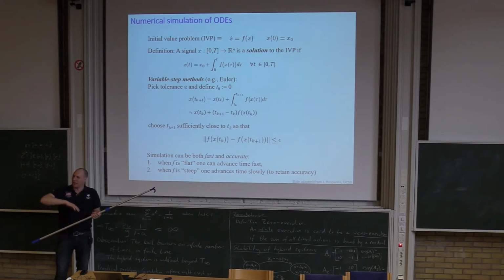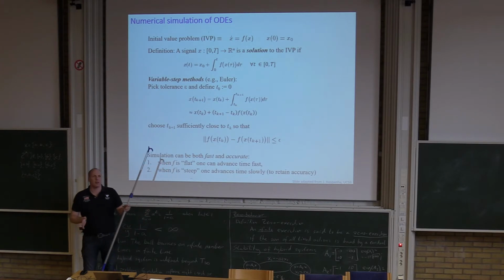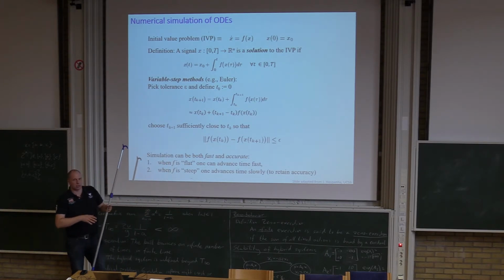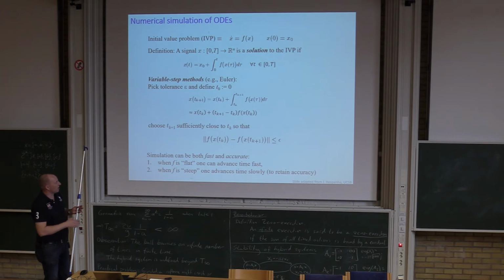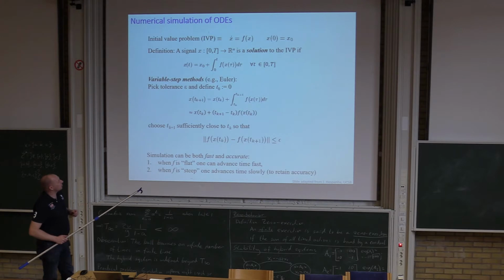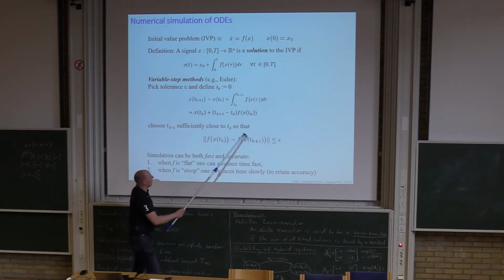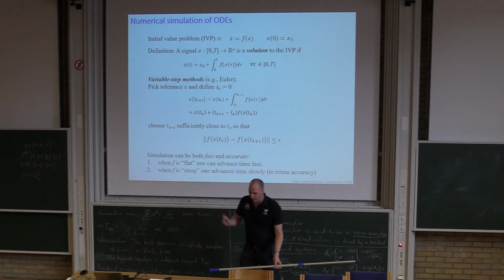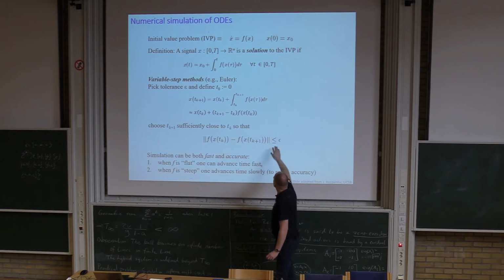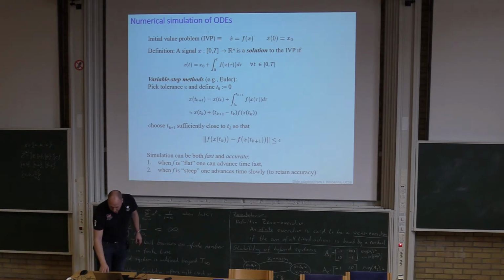So if you have slow dynamics and the system doesn't change very much, then you would like to take large time steps. And if it's a tricky system with stiff differential equations, you need to take smaller time steps to keep the accuracy. There are different ways to do that, but you try to keep control over how much the system changes in every time step, so you bound that by some number. And I will put these slides on the web as well.